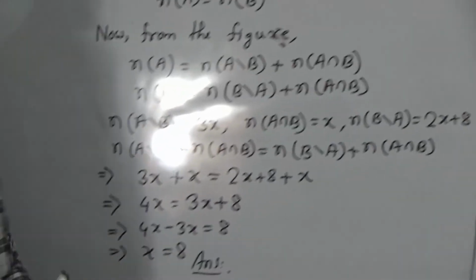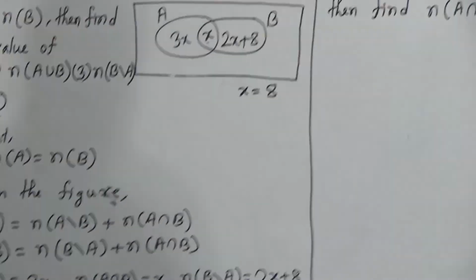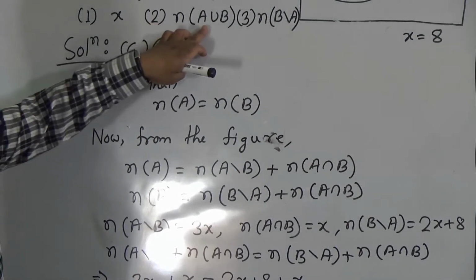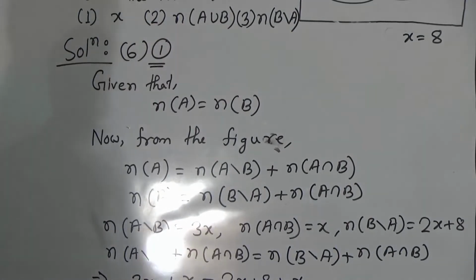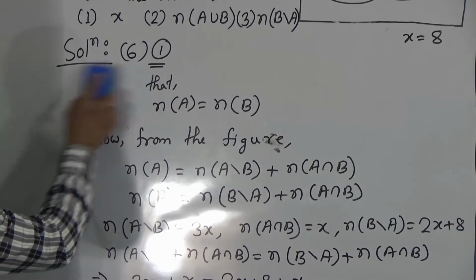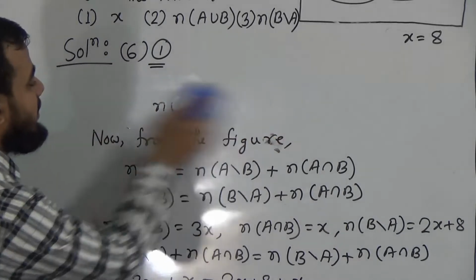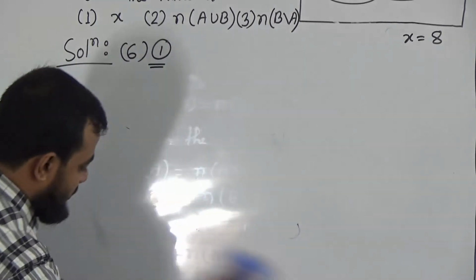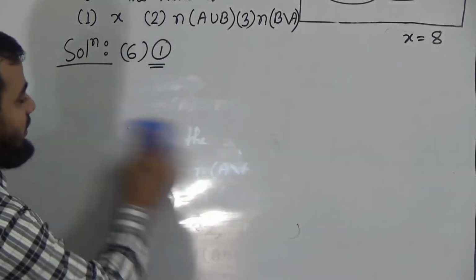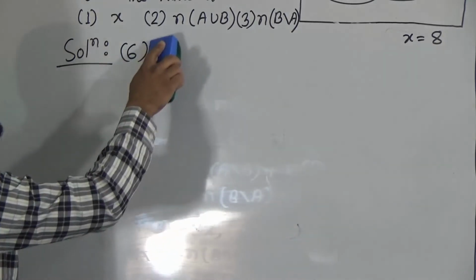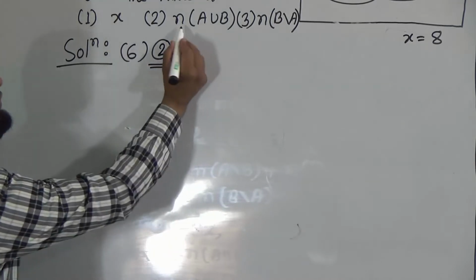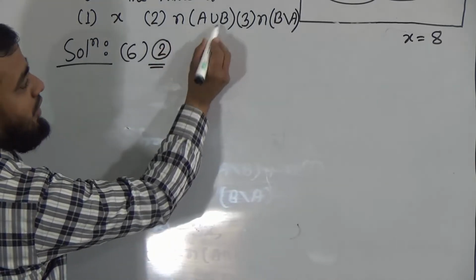Okay, now my dear students, we need to solve question number 2. What is question number 2? We need to find the number of elements of A union B. It is so easy, question number 2 and question number 3. After finding the value of x, we can find these two answers easily. Question number 2 is to find the number of elements of A union B.